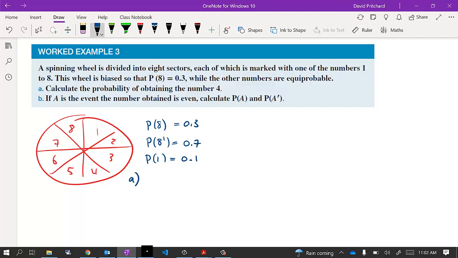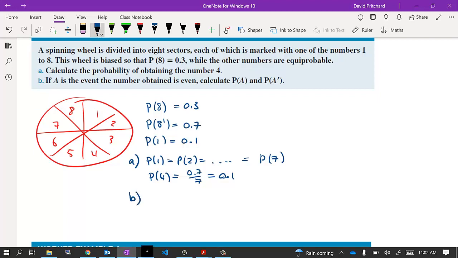Calculate the probability of attaining the number 4. Because we know that the probability of 1 is equal to the probability of 2 all the way up to the probability of 7, they're all the same, then that means that probability of 4 would be that 0.7 divided by 7, and it would be 0.1. Now part B, if A is the event, the number obtained is even, we want to calculate the probability of A and the probability of the complement of A, which is not A.